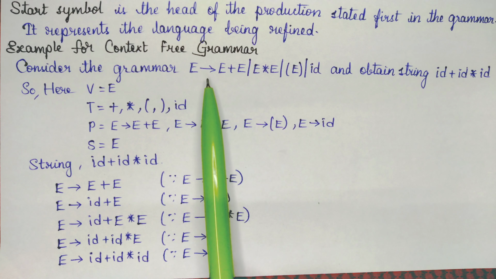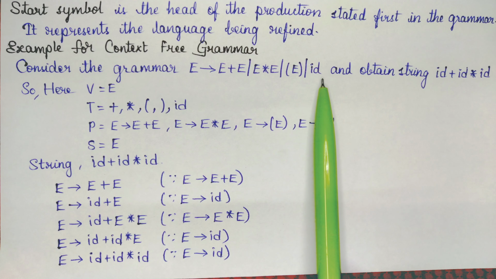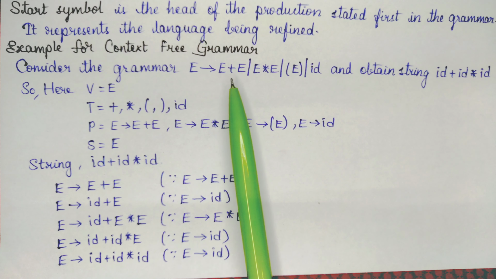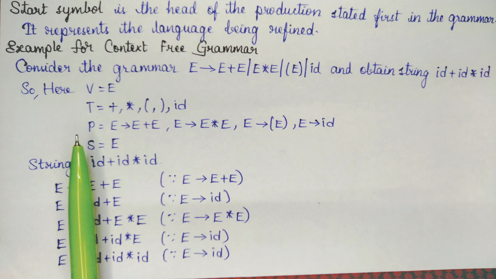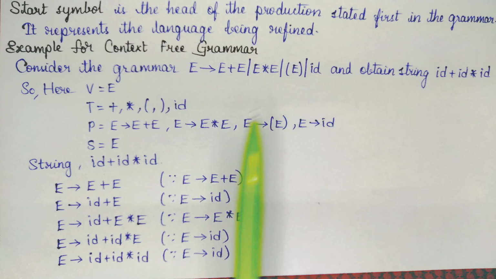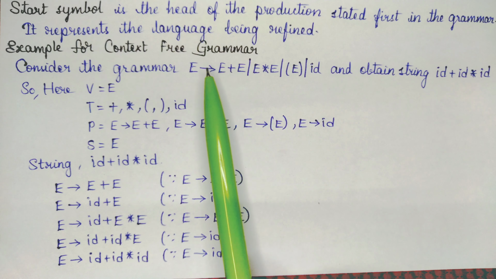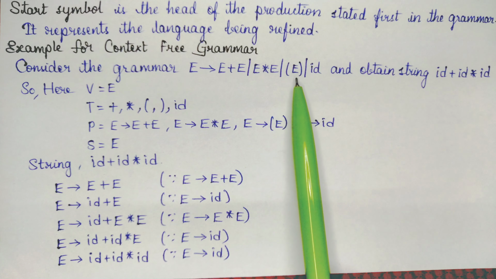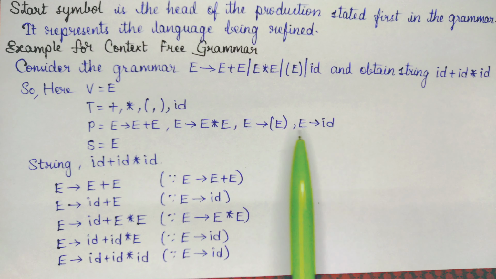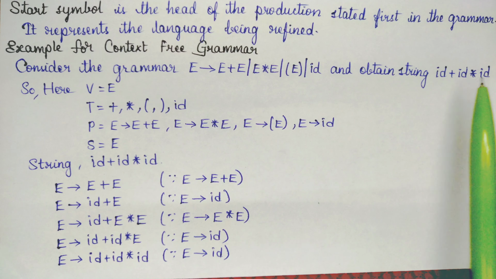Consider the grammar E produces E plus E, or E into E, or E within parentheses, or ID, to obtain the string ID plus ID into ID. So here V, that means the non-terminal, is E, and for T, the set of terminals, we have symbols like plus, into, parenthesis and ID. And for P, the set of productions, we have E produces E plus E, E produces E into E, E produces (E), and E produces ID. We have 4 productions and the start symbol is E. So the string we have to obtain is ID plus ID into ID.